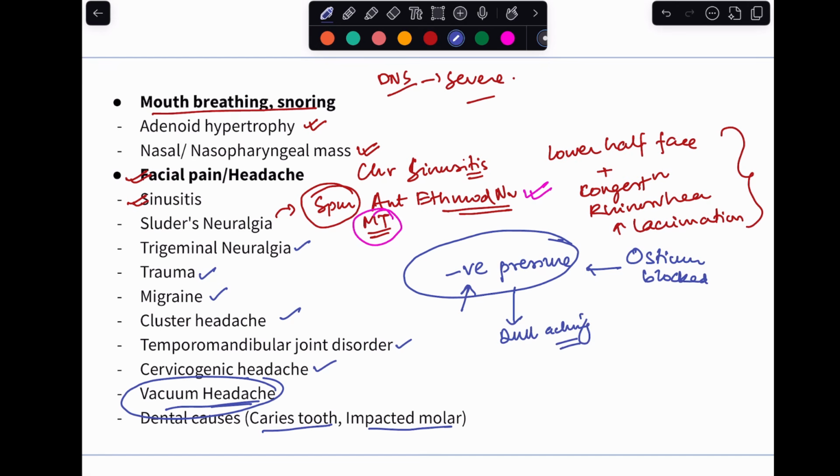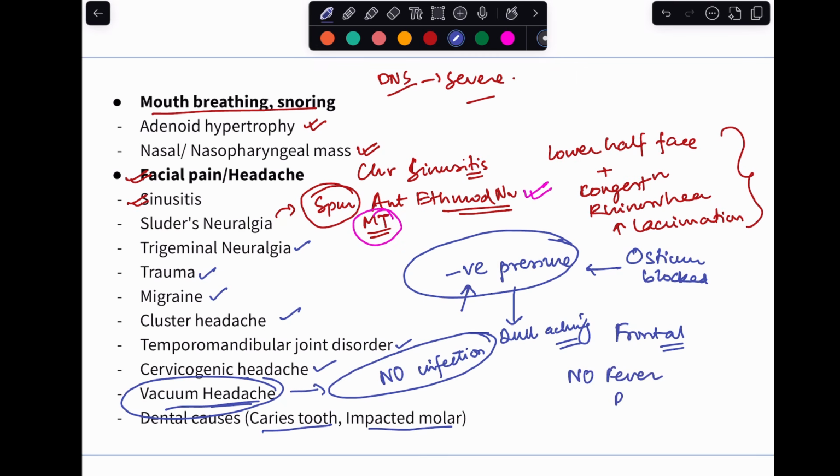It is important to remember that this headache happens without any kind of infection. There is no infection over here, and yet you're having a dull, aching kind of facial pain or headache. And this headache is typically in the frontal region. And it can be a low grade to severe kind of headache. There is no fever and there is no purulent discharge. So you can see that this is actually a differential diagnosis in a case that you may be suspecting that probably this is a case of sinusitis, but there is no infection involved over here.